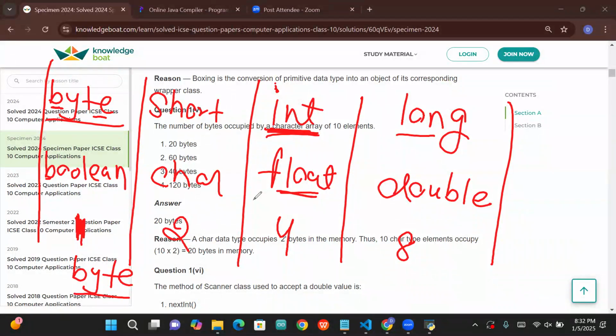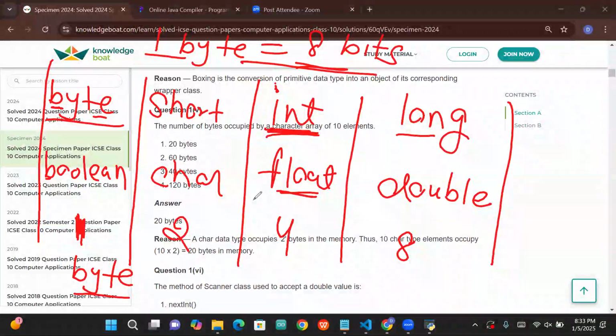They can ask you the sizes in bits. 1 byte has 8 bits, right? In 1 byte, we have 8 bits. Now, if anyone asks you the size in bits, you just have to multiply it by 8. If they ask you the size of integer in bits, its size is 4 bytes. To write it in bits, you multiply it by 8. 4 into 8, the answer will be 32 bits, right?